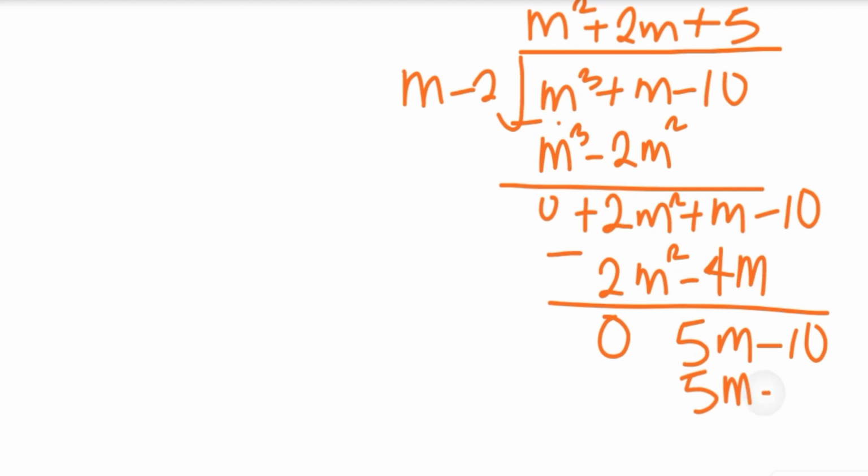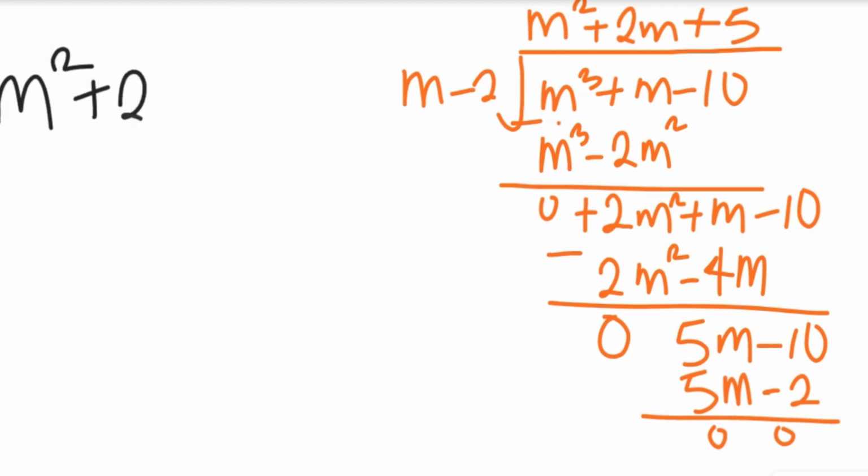5 times minus 2 will give us minus 2, and then the end point will give us 0. So we've come to see that the next factor, the quadratic equation m squared plus 2m plus 5 equal to 0, will give us the other two factors. So if we simplify this quadratic equation, we're going to solve it using a quadratic formula.